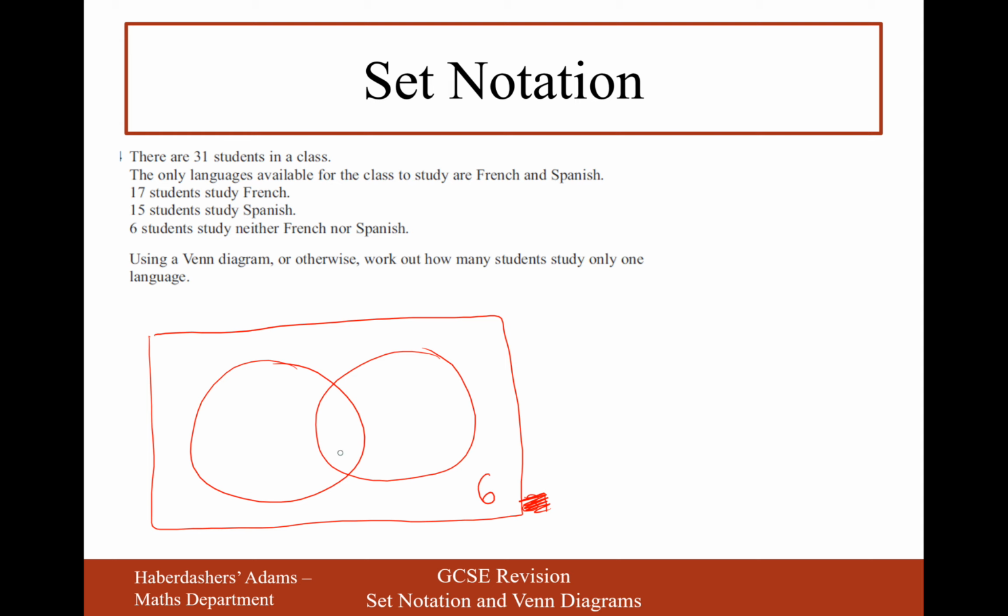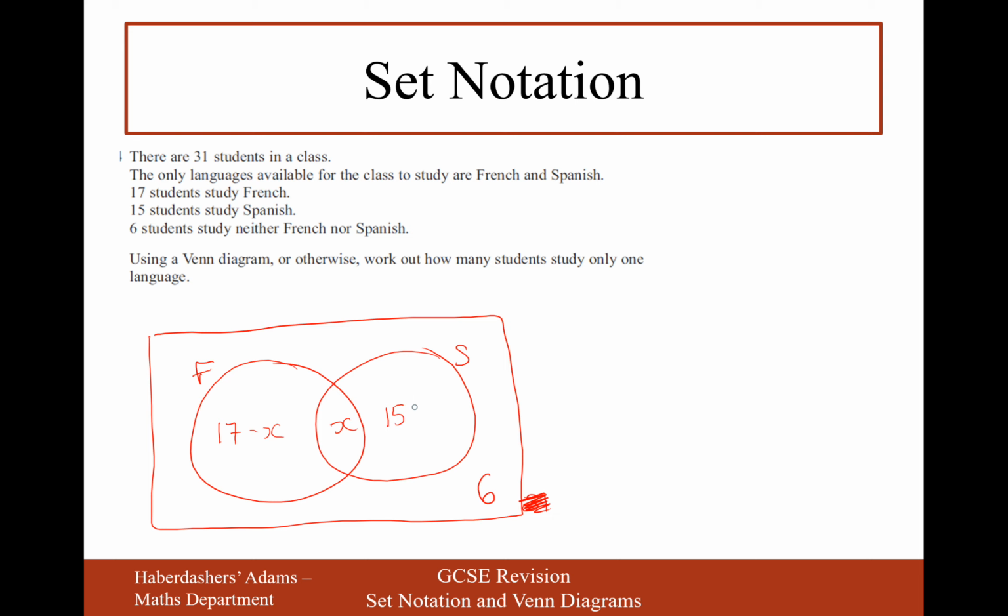Now usually the strategy for this would be to fill in the centre first, but I don't know how many students study French and Spanish, so I'm going to put a little X here. Now let's look at the people who study French. 17 people study French, but we've already got X of them in this intersection. So this section must be 17 minus X. Effectively, if there were 5 in the middle, it would be 12 students studying French that don't study Spanish. The total there would be 17. So 17 minus X plus X will always add to make 17, no matter what X is, and that makes sure this circle is 17.